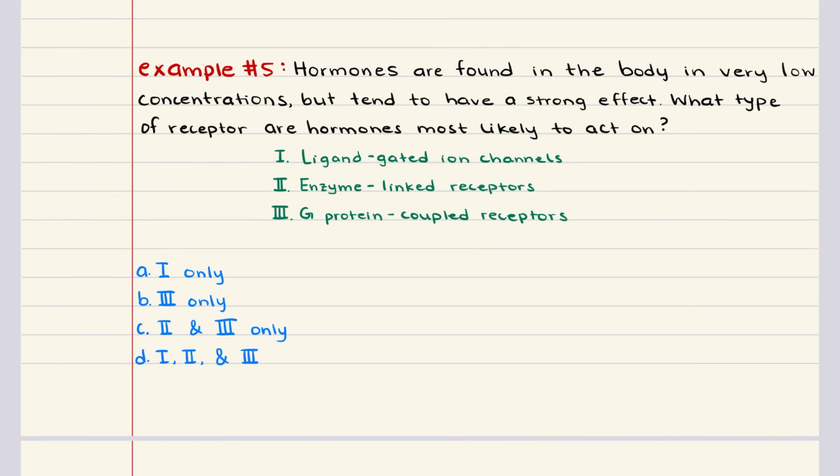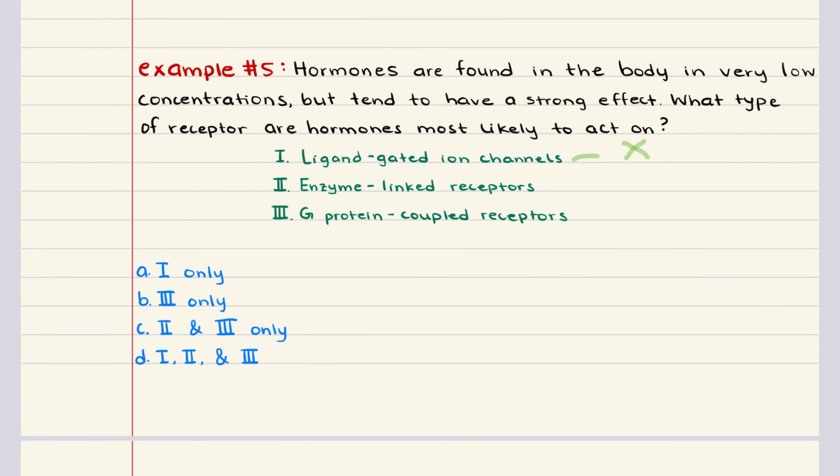Let's think about ligand-gated ion channels first. These open or close when a ligand binds, and that allows ions to flow in or out of the cell. They respond quickly, but they don't generate a large intracellular signaling cascade. So while they are important in things like neural signaling, they're not typically used by hormones.